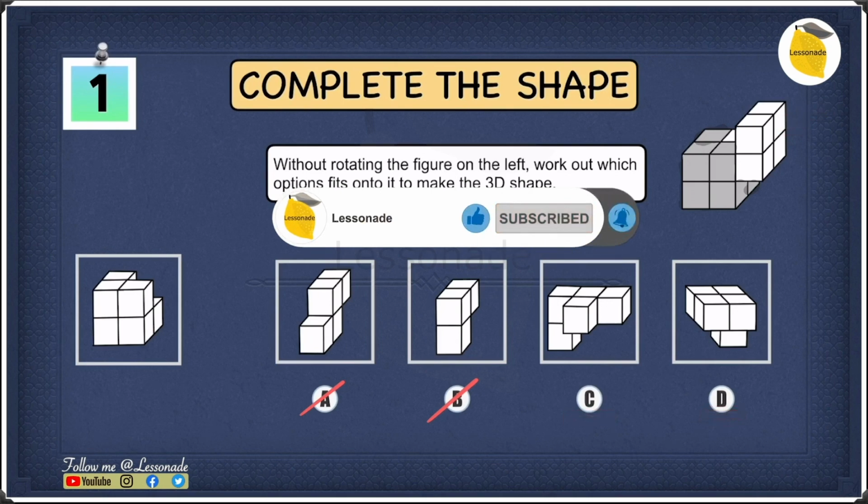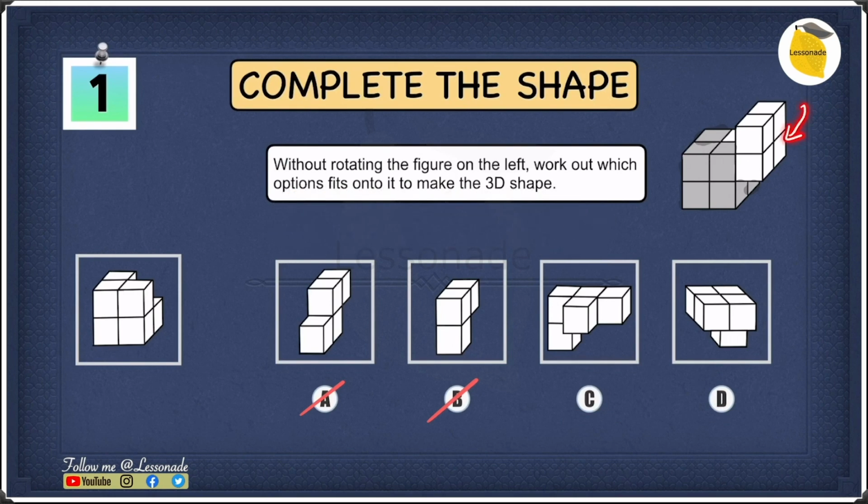Another way of looking at this is that if you notice, we have 4 cubes forming a square shape. So 1, 2, 3, and 4.